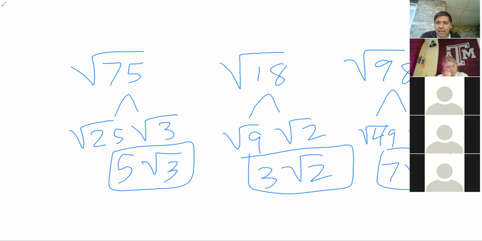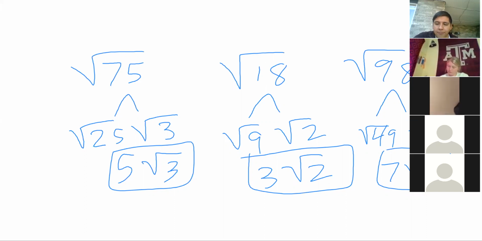So 98, I ended up coming up with 49, and I found out that you can divide 98 by 2, and it'll give you 49, right? So that is how we simplify our square root.